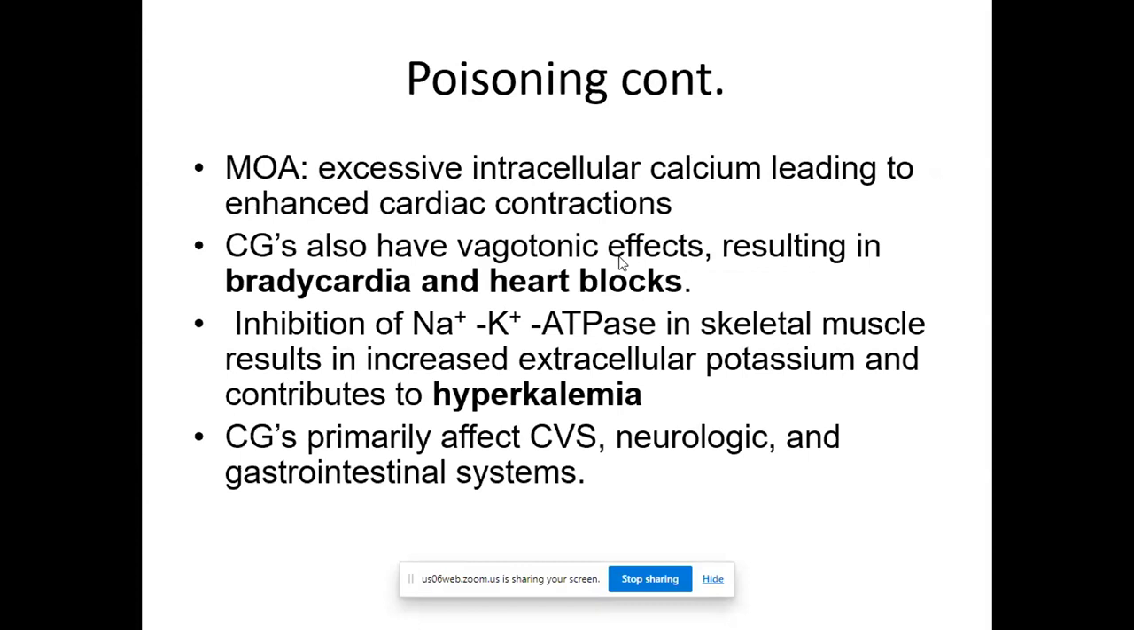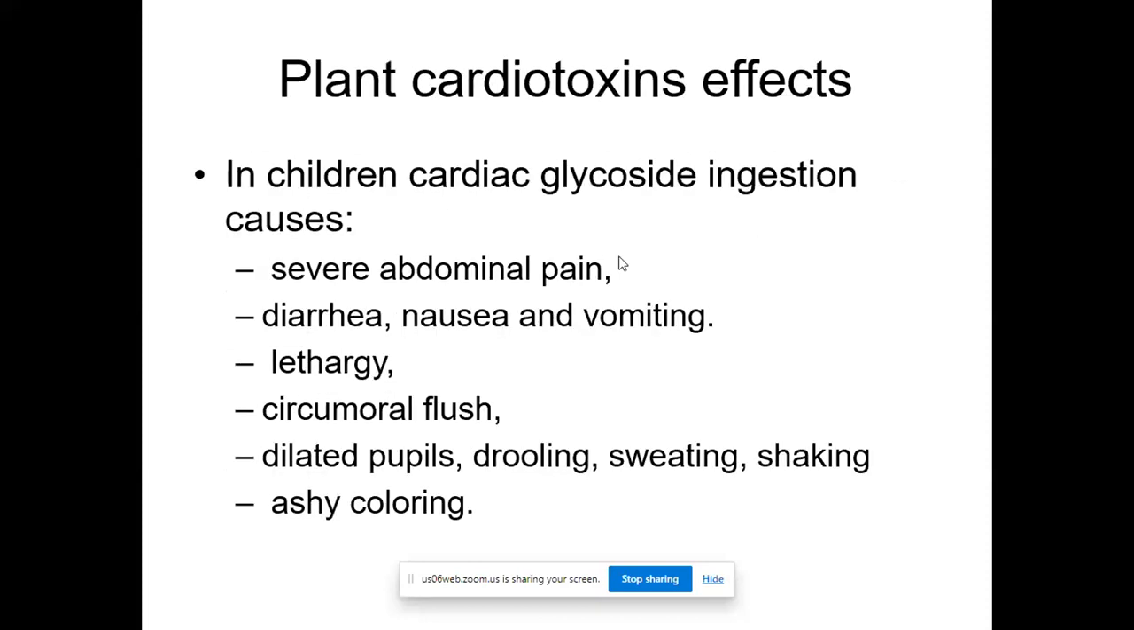The mechanism of action is, we learned these cardiac glycosides work by inhibiting the sodium potassium ATPase. So this will lead to excessive calcium, leading to enhanced cardiac contractions. They also have this vagotonic effect, which will lead to bradycardia and heart block. Inhibition of sodium potassium ATPase in the skeletal muscles results in increased extracellular potassium and contributes to hyperkalemia. And hyperkalemia will also contribute more to the bradycardia and arrhythmias. CGs primarily affect the cardiovascular, neurologic, and gastrointestinal systems because of those electrolyte imbalances.